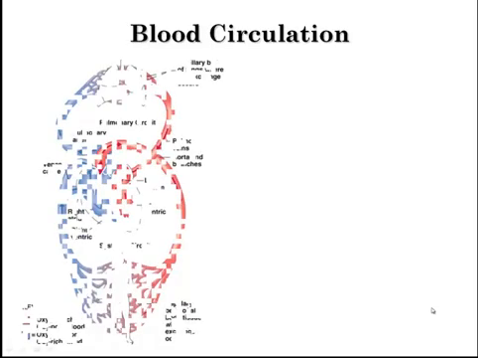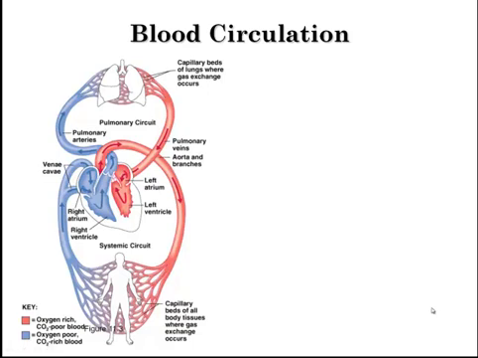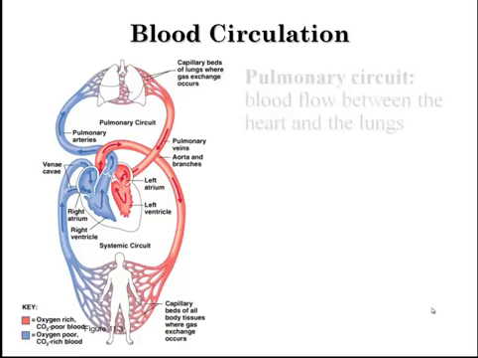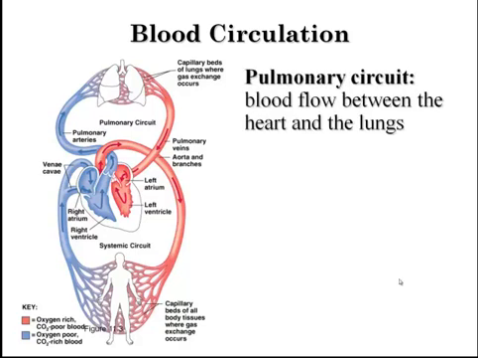Okay, we're on podcast number 2 for chapter 13, and we're going to talk about how blood is circulated throughout the body. So there's two main circuits when we talk about how blood is circulated throughout the body. You need to get blood to and from your lungs, and then you need to get the blood to and from all the different parts of your body. So when blood is being pumped between your heart and your lungs, that is called pulmonary circulation.